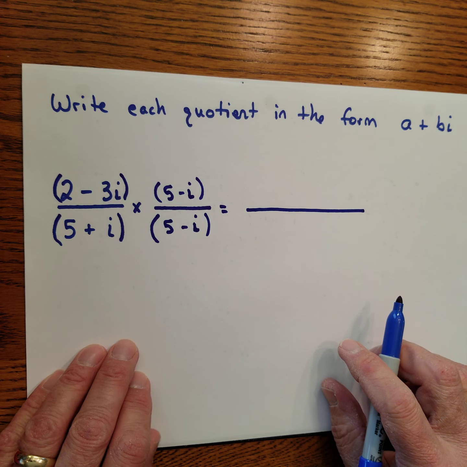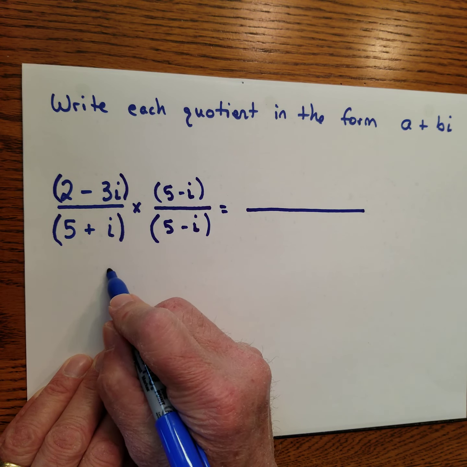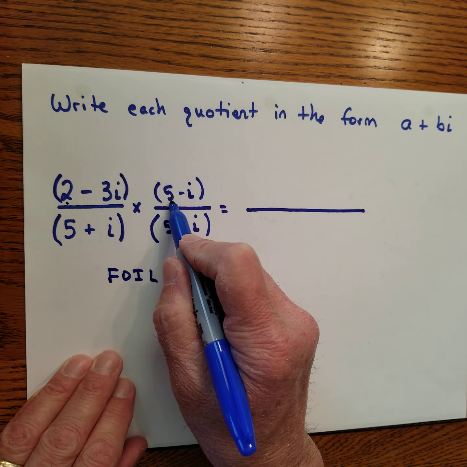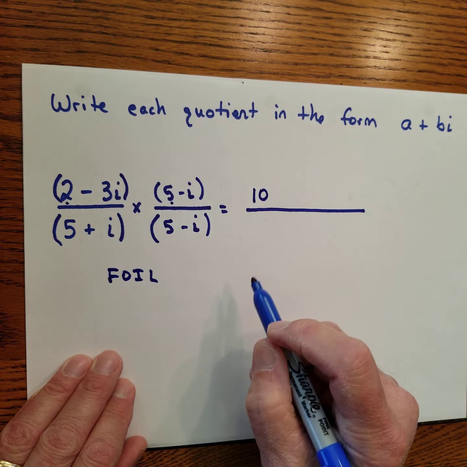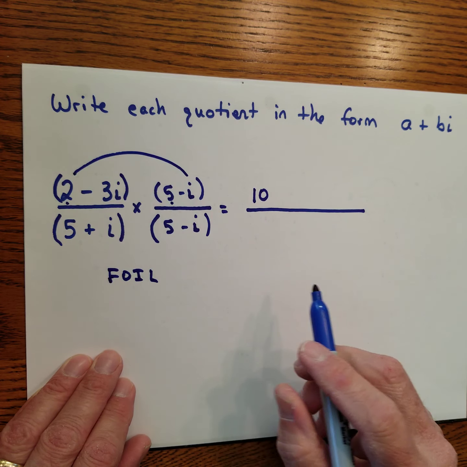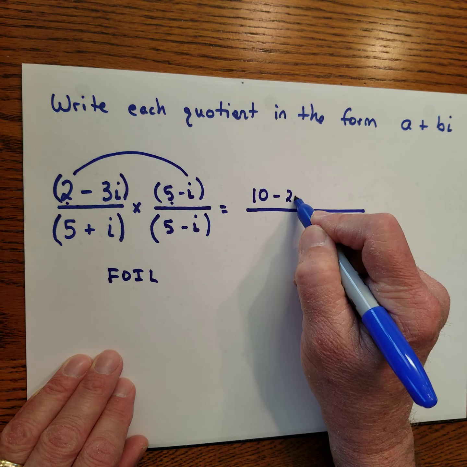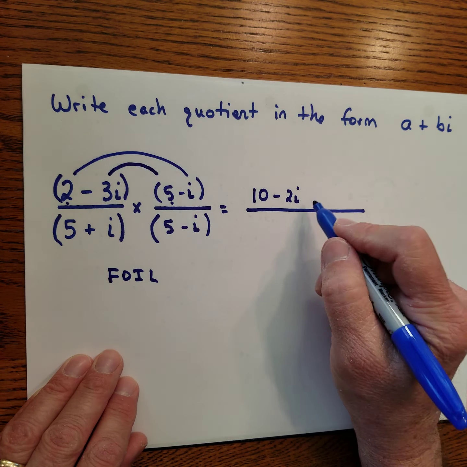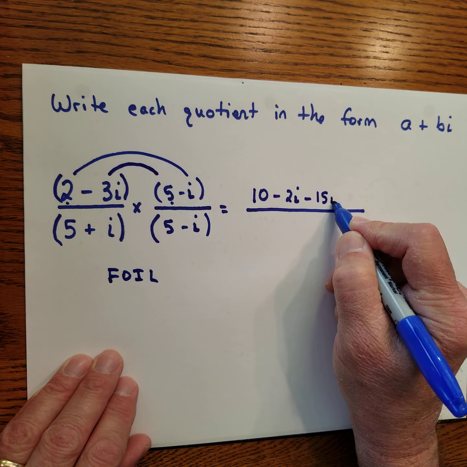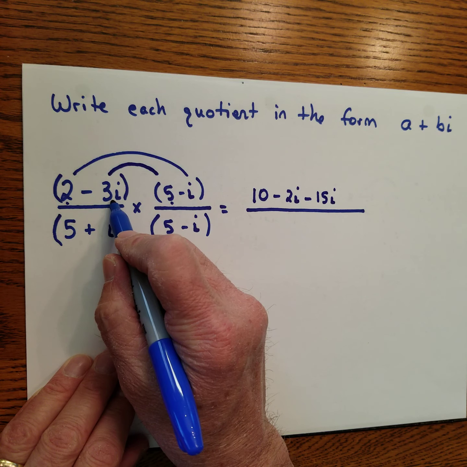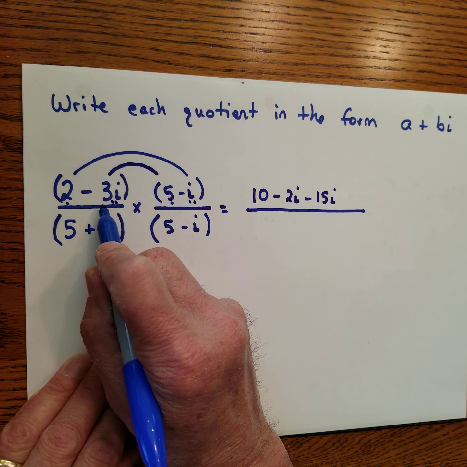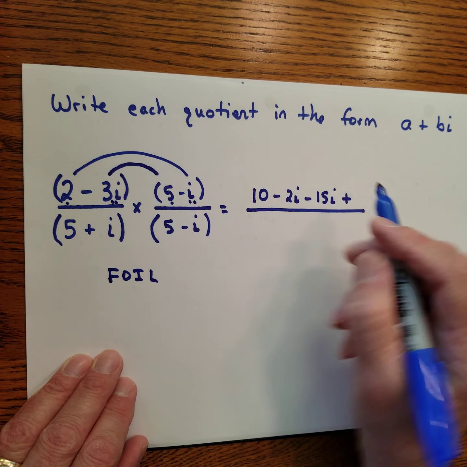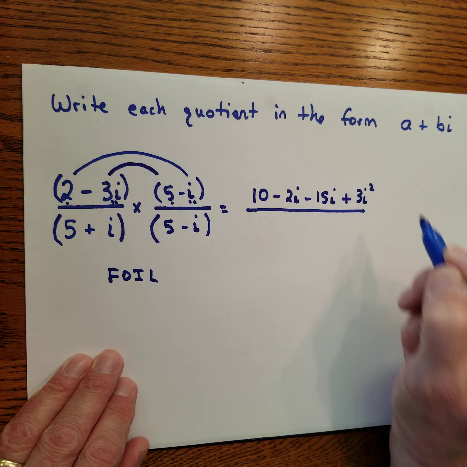Let's do the top first. I'm going to use the FOIL technique. So multiply the firsts, 2 times 5. Then the outers, 2 times negative i. Then the inners, negative 3i times 5. Then the lasts. That's negative times a negative is a positive. 3i times i is 3i squared.